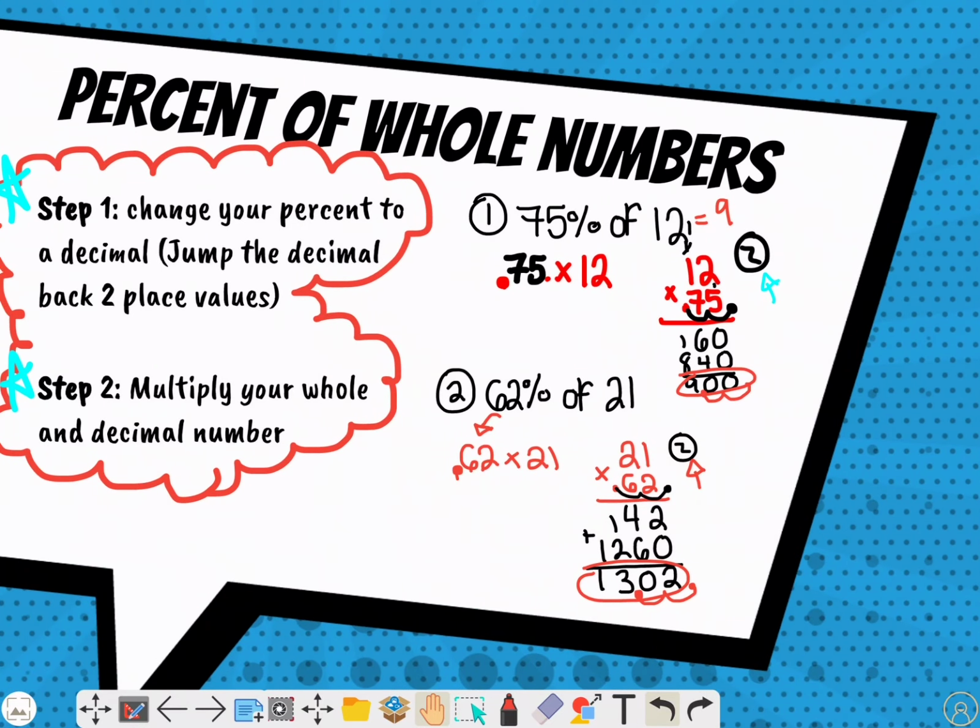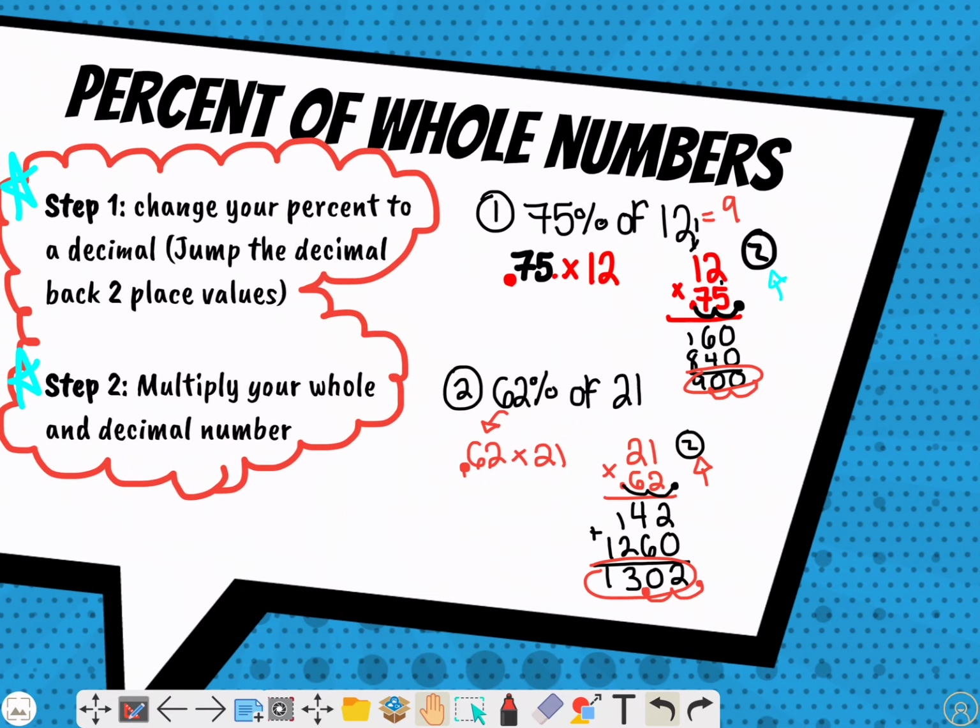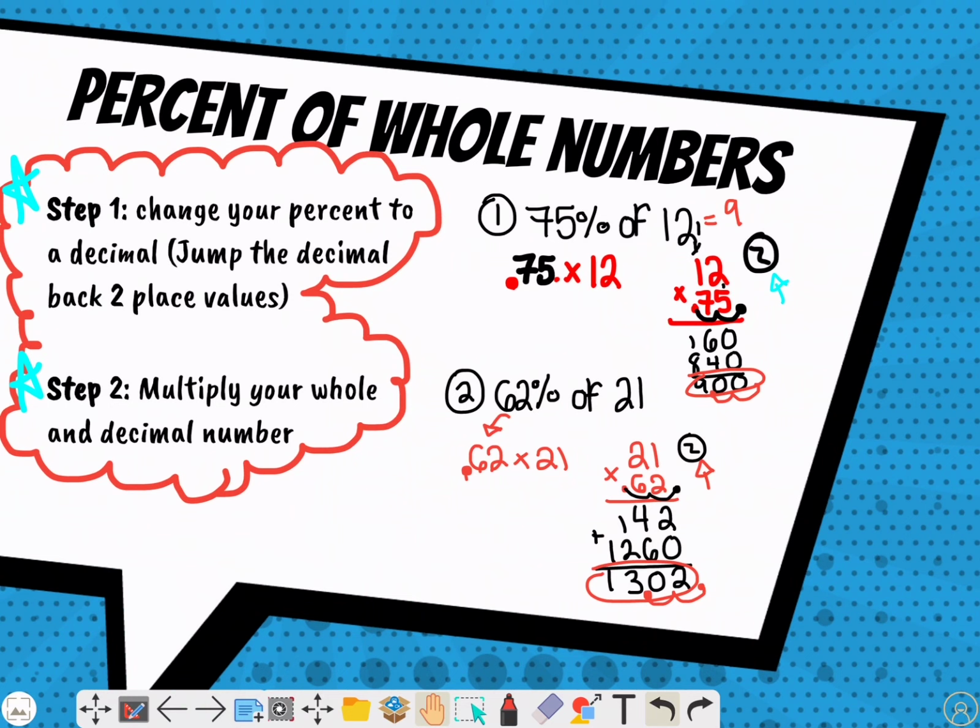So really just 2 steps. Make sure you're changing your percent to a decimal. Make sure you're multiplying your 2 factors. And then make sure you're jumping your decimal back. Unless you have more than 100%, your answer will be smaller than the whole number you're starting with.